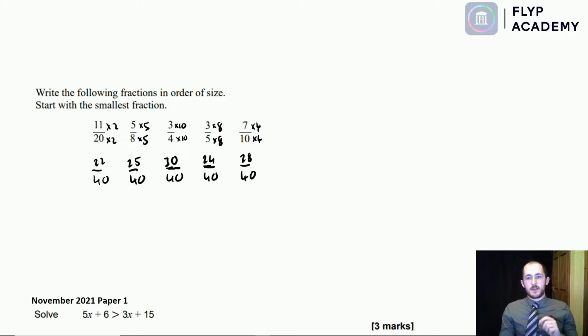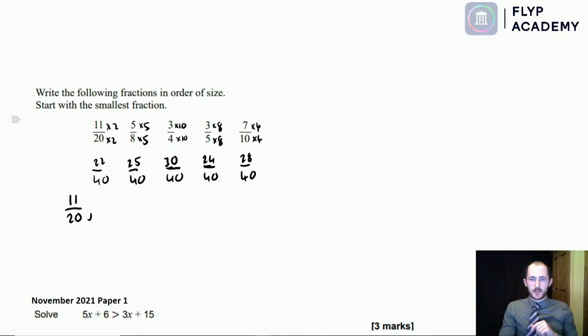Now what we can do is have a look and see which one is the biggest versus the smallest. Okay, so all I have to do here is compare the top numbers. So I look for the smallest top number, which is 22 over 40. But keep in mind, I'm ordering the fractions that they give us. So 22 over 40 is my smallest fraction. So that's going to be 11 over 20. So again, make sure you write it in its original form.